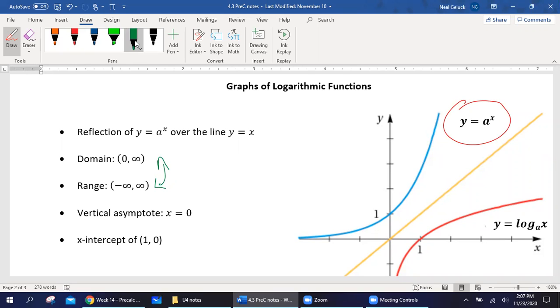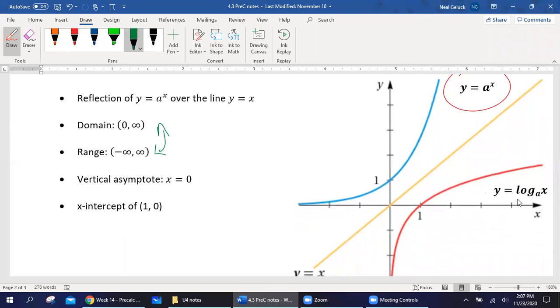So the domain is anything 0 or bigger than 0. The range, though, is infinite. The logarithmic graph, the red one here, goes down to negative infinity, and it forever climbs. Slowly climbs, but it still climbs. The exponential had a horizontal asymptote of the x-axis. The logarithmic has a vertical asymptote of the y-axis, where x equals 0.